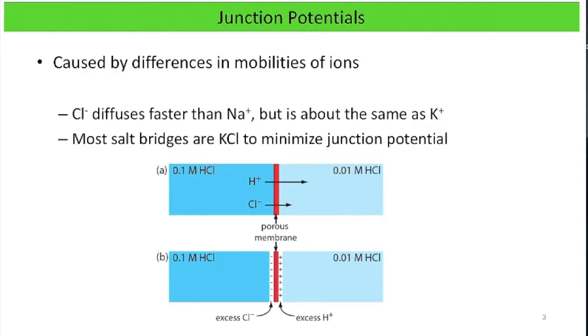But since the H+ ions travel much faster than the Cl- ions, H+ is going to build up more quickly on the right-hand side of that diagram, which will result in positive charge building up on the right-hand side of the membrane. And since Cl- is not as quick to flow through that membrane, there will be a negative charge that builds up on the left-hand side of that membrane. So that difference in charge, due to those ion mobilities being different, is the junction potential.